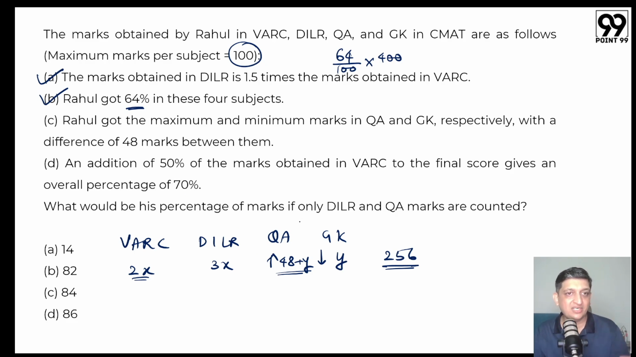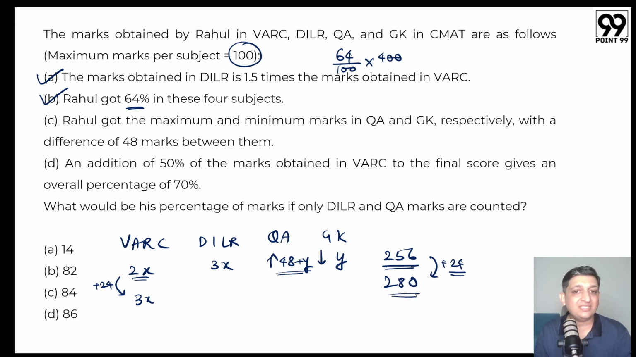If he had scored 50% more marks in VARC, it would have given him an overall percentage of 70. Now overall percentage of 70, 70% out of 400 marks, is going to be 280, which is a growth by 24 marks. But we have been told that this would have been possible had the VARC score grown by 50%. So instead of 2x, if 3x would have happened, then definitely you would have got 70% marks overall, which means that the jump from 2x to 3x is 24 marks, which also tells me that 2x and 3x are separated by 24, which means x is 24.